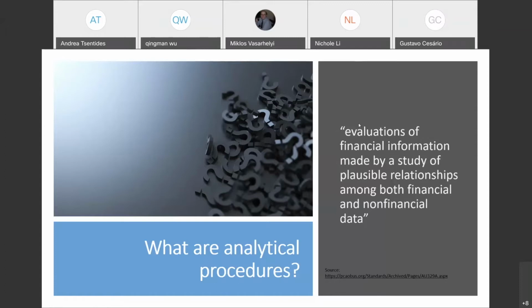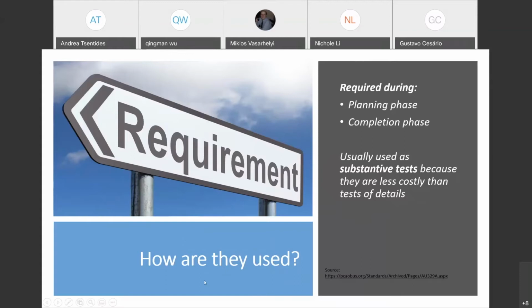So analytical procedures are basically evaluations of financial information made by a study of possible relationships among both financial and non-financial data. The auditing standards require auditors to use analytical procedures both at the planning phase and at the completion phase of the audit. Those are must. You have to do them, you have to document them, you have to show that you have used them.